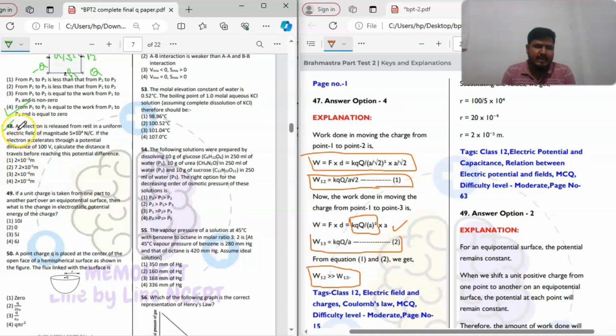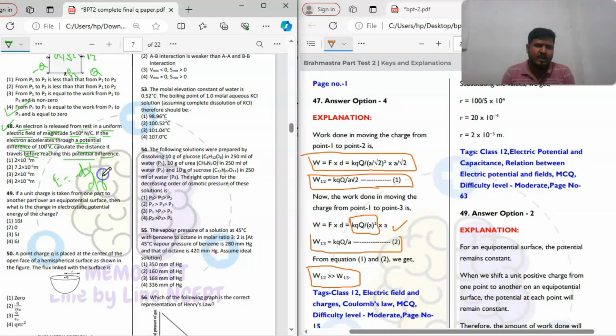The question is that an electron is released from rest in a uniform electric field of magnitude 5 into 10 to the power 4 Newton per Coulomb. If the electron accelerates through a potential difference of 100 volt, calculate the distance it travels before reaching this potential difference.